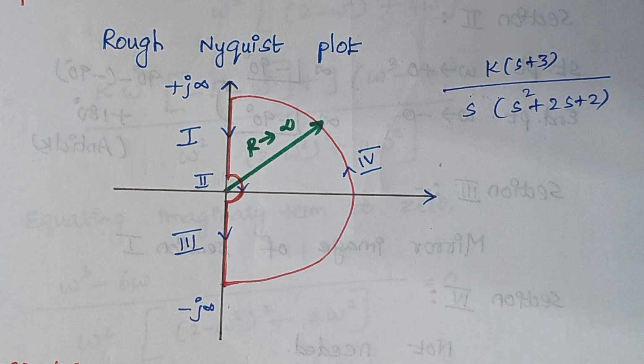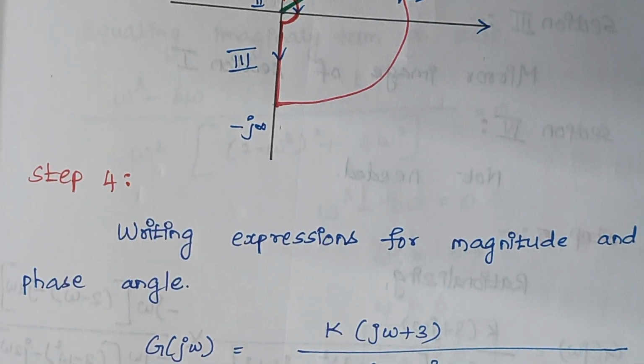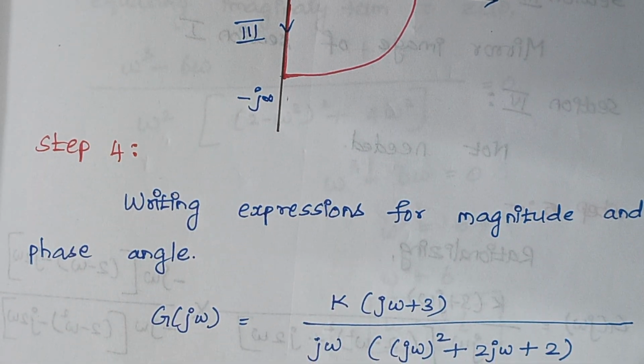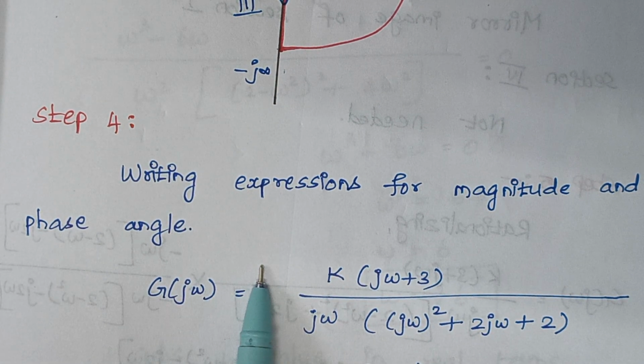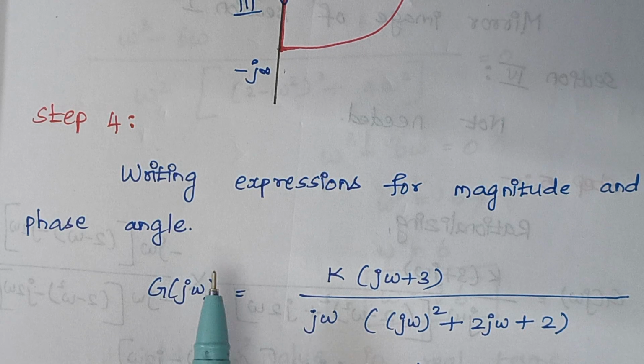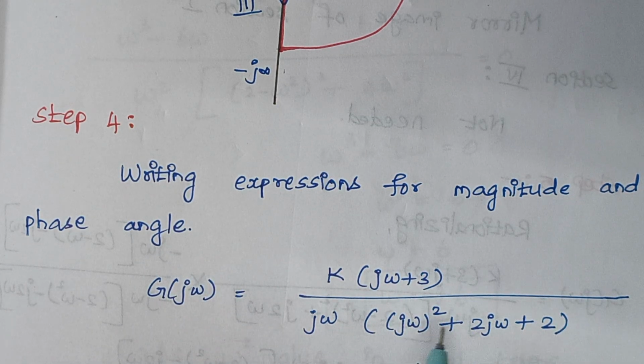Now we are moving to step 4, writing expressions for magnitude and phase angle. Here the first thing is you have to replace s by j omega. So this is what I had done.